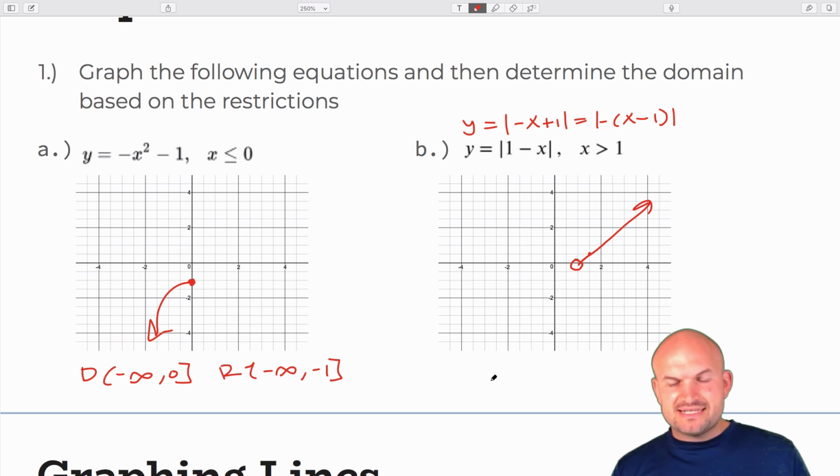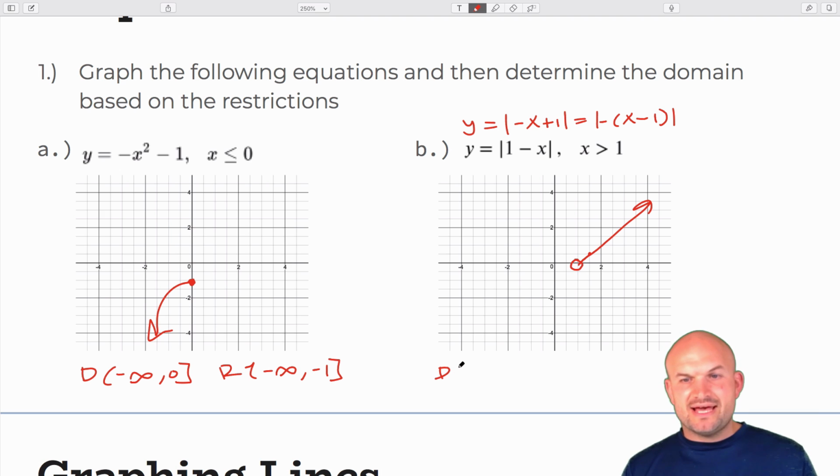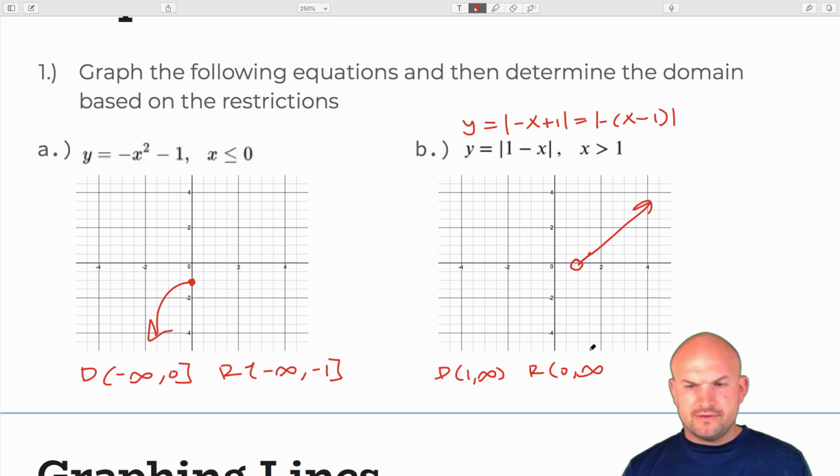All right, in the next example here, we can see the domain is going to be x is greater than 1. So to write that in interval notation is going to be 1 to infinity, as well as my range now is going to be 0 to infinity. There we go.